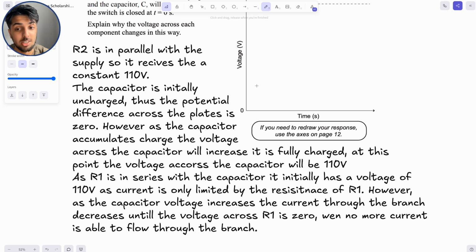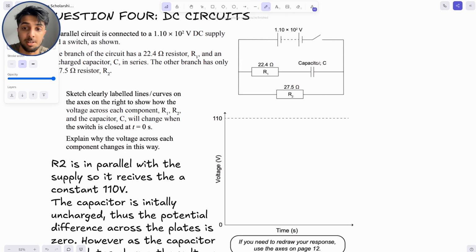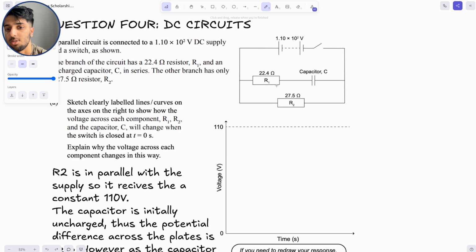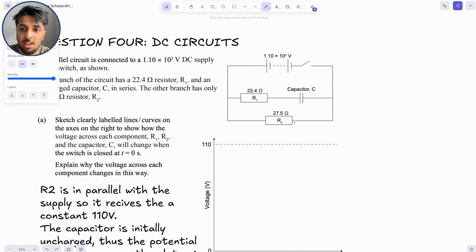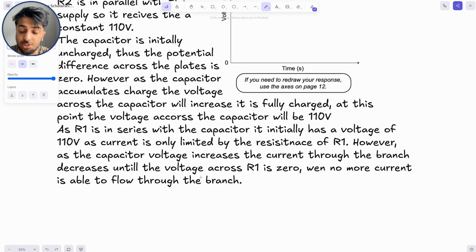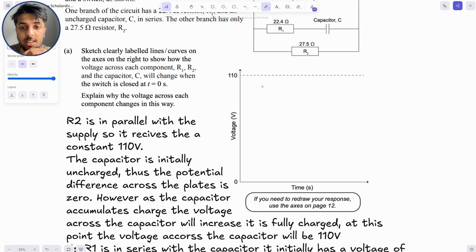As R1 is in series with the capacitor, it initially has a voltage of 110 volts, as the current is only limited by the resistance of R1 in that branch. When the capacitor is uncharged, current can just flow straight through, and so the only resistance for the current is the resistance of R1 in that branch. However, as the voltage across the capacitor increases, the current through that branch will decrease, because the capacitor will gain more charge, and therefore repulsive forces will prevent that current from flowing. And this will continue until the voltage across R1 is 0, when no more current is able to flow through that branch.